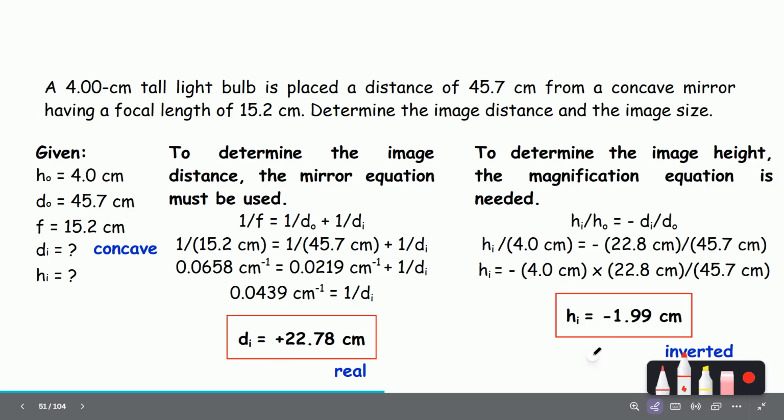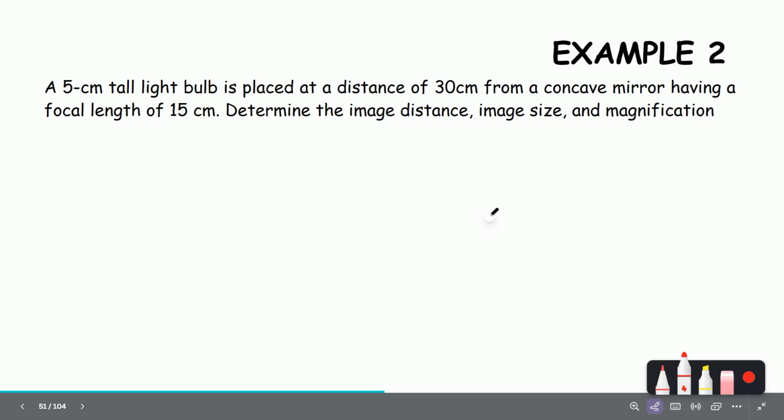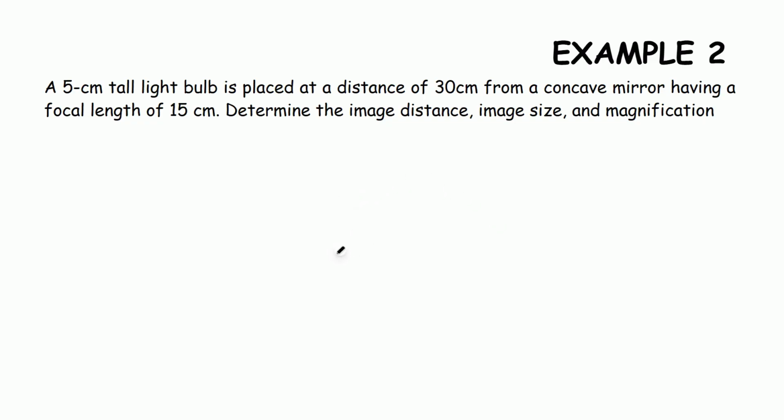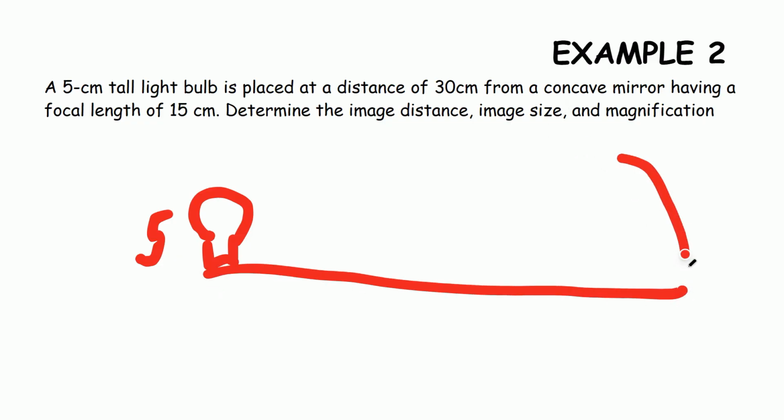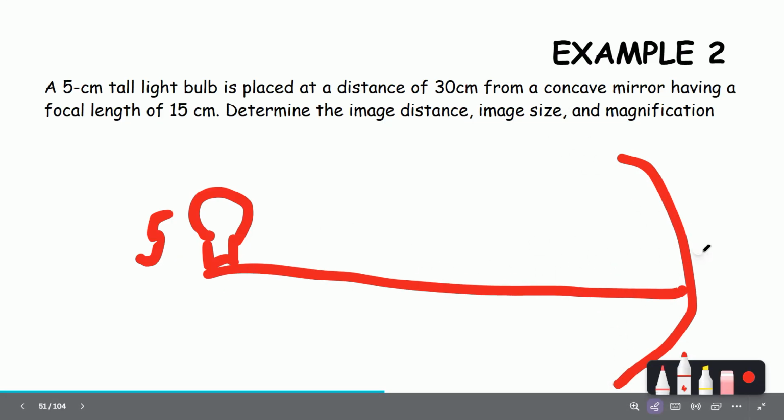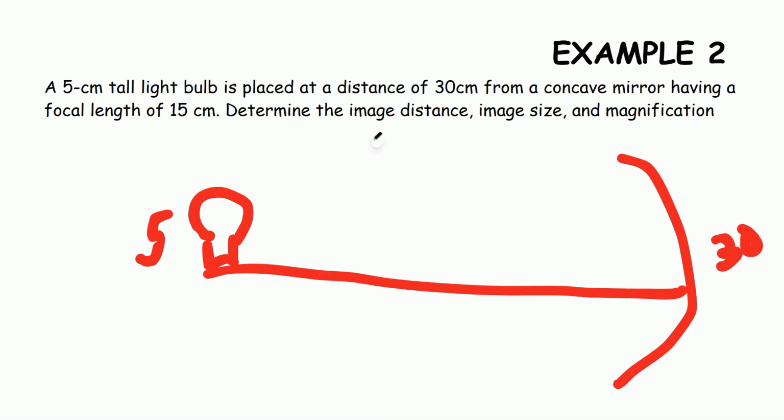Okay, example 2. A 5 cm tall light bulb is placed at a distance of 13 cm from a concave mirror having a focal length of 15 cm. Determine the image distance, image size, and magnification. So in this example, we can draw a 5 cm light bulb. And its distance, we are still using a concave mirror, is 30. It's 30. Focal length is 15.